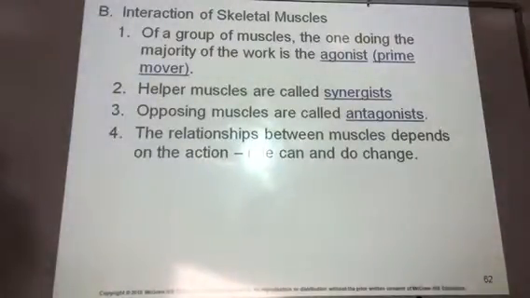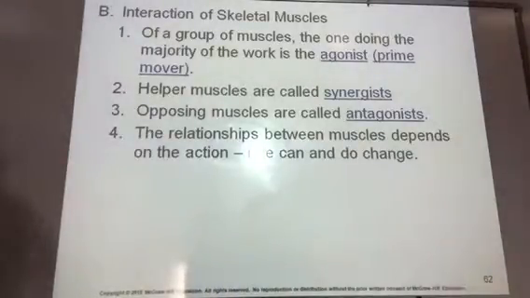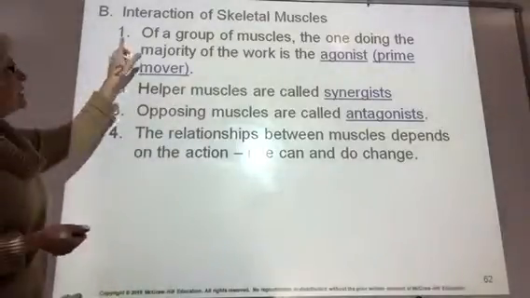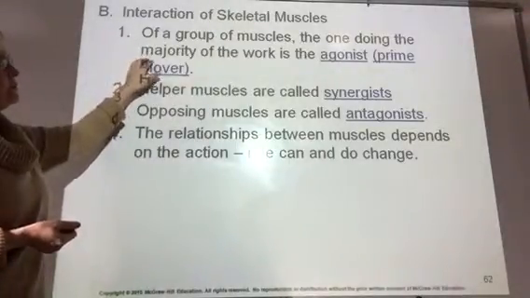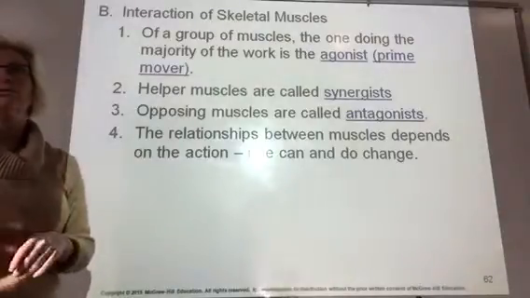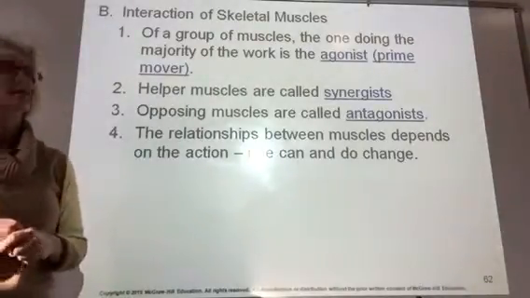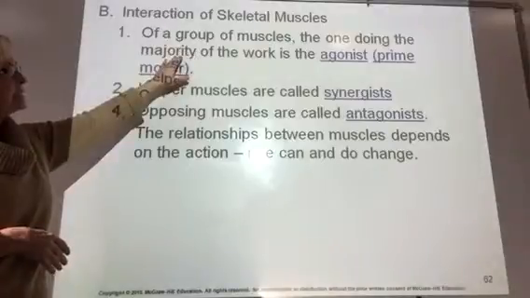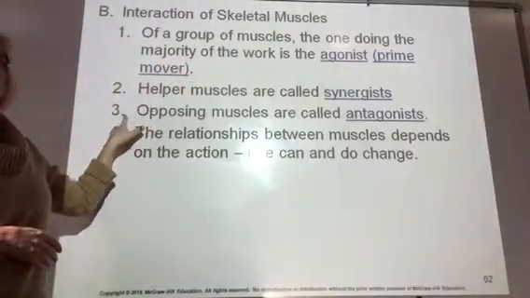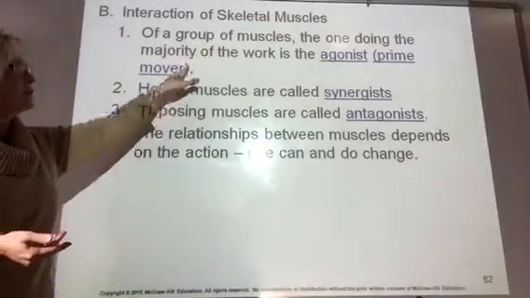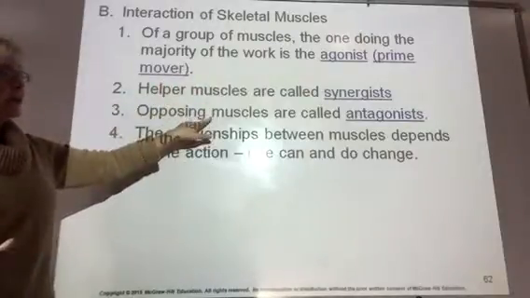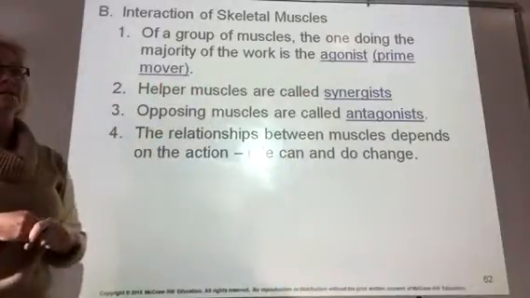Interaction, typically one muscle does not do everything by itself. So there's a group of muscles that always work together. Within a group of muscles, the one doing the majority of the work is the agonist or the prime mover. They mean the same thing. Agonist is an easy way to figure out the opposing one. So if I use the term agonist, antagonist should make sense.